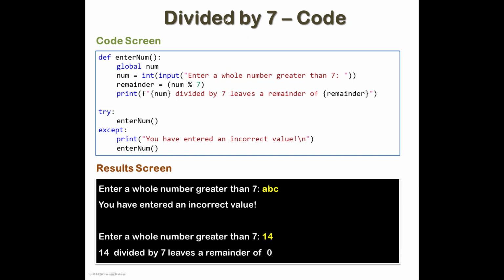You actually get marks for this, but if you want to make it even more professional or more detailed, you can add more and more exceptions or more conditions so that what was asked is answered. But this leads you up to a certain level of points. Okay, result screen. Enter whole number greater than 7. You write ABC. You have entered an incorrect value, and then you write a whole number greater than 7, and you get 14. You write 14 here, and 14 divided by 7 leaves a remainder of 0.